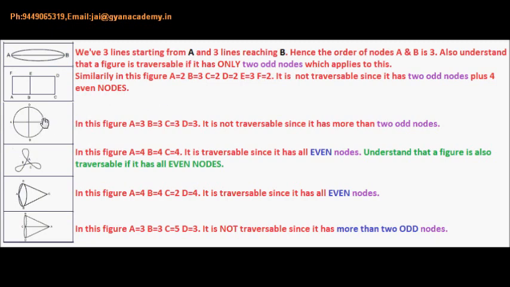Here in this figure also we have 4 odd nodes, more than 2 odd nodes. This figure is not traversable. In this figure we have all even nodes. Understand this, it has all even nodes.